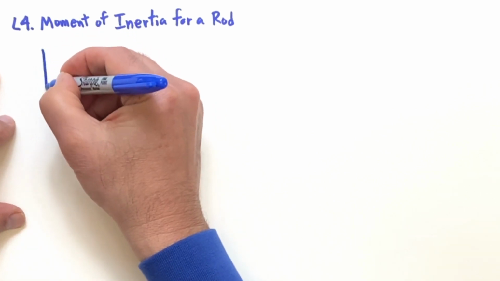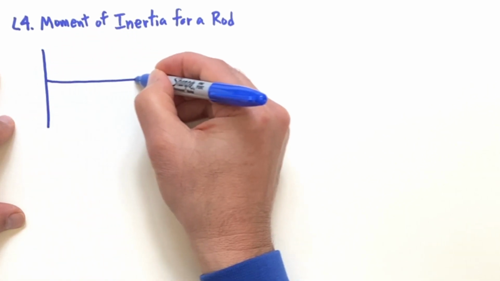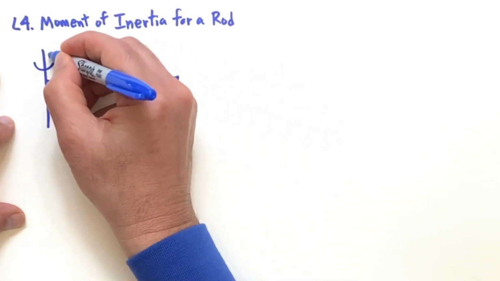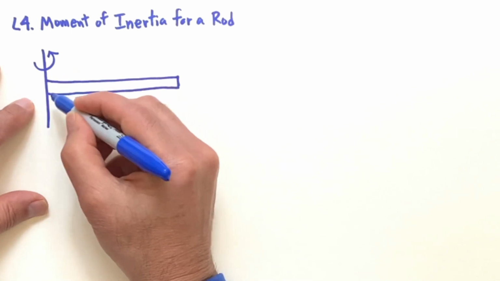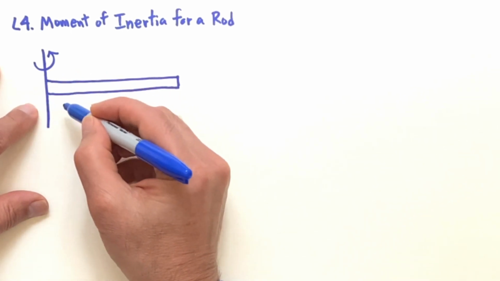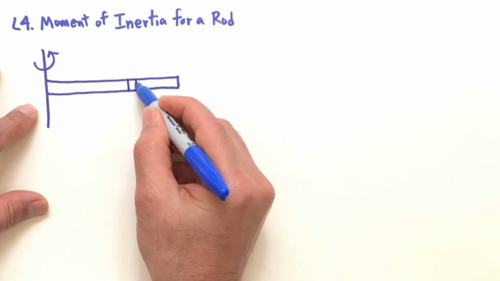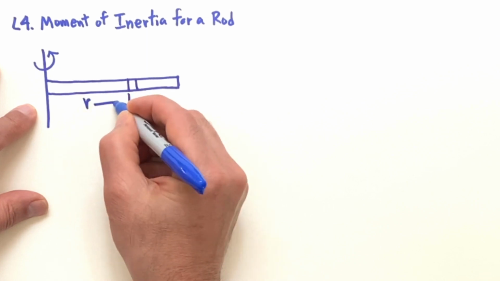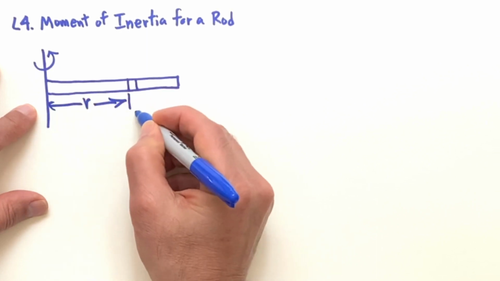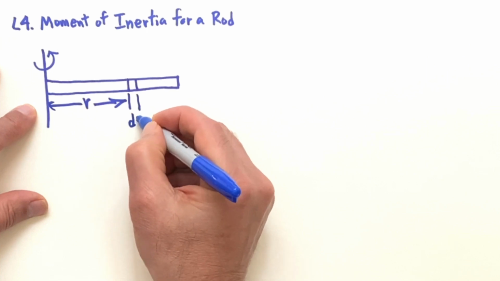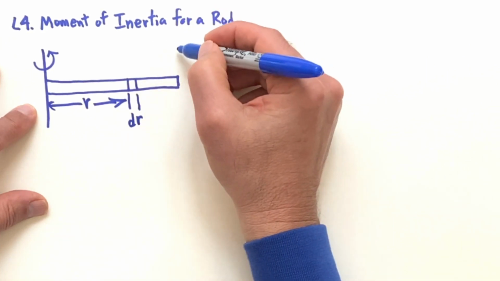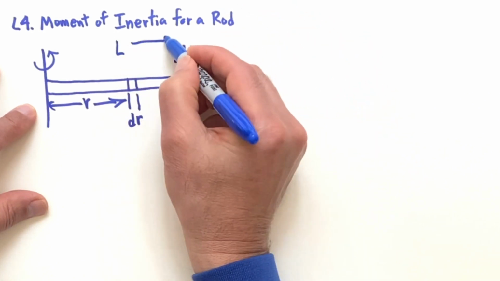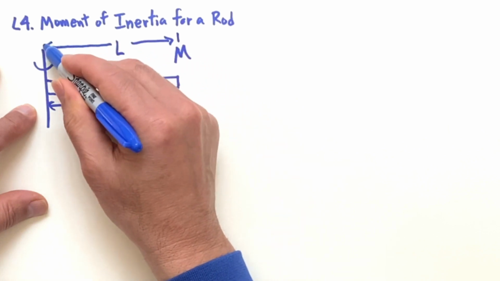So let's consider a rod about its end. It's going to go around this axis here, and this is our origin. So we're measuring out to some r here, dr. So here is r, and this here is a dr. The total mass is m, and the total length here, big L.